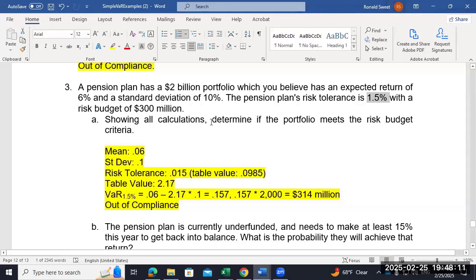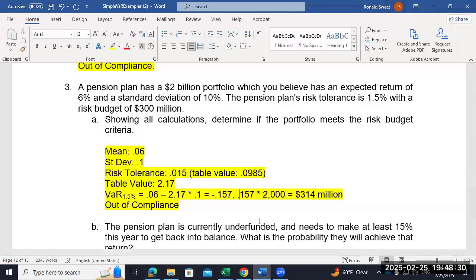So in all calculations, what is your VAR? So there's your 2.17. So 6% expected return minus 2.17 times 10%. Again, you can put the negative sign, but on these problems, you don't. So when do you need a negative sign or not? When you're calculating the VAR, don't use negative signs.